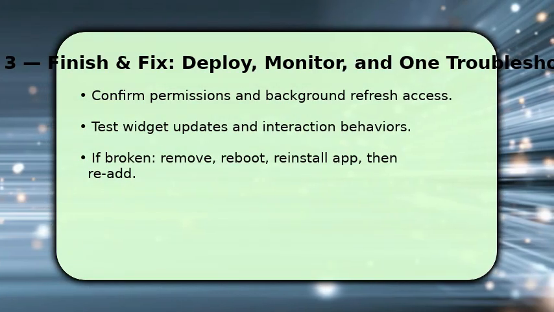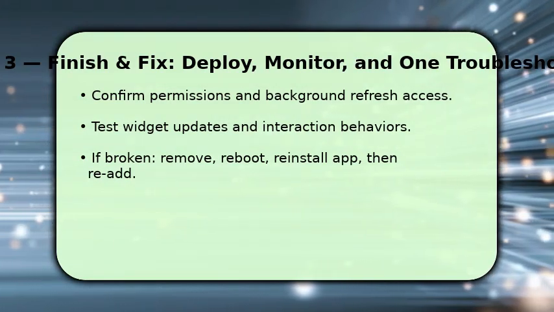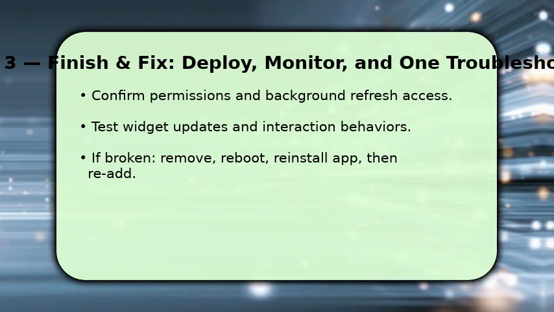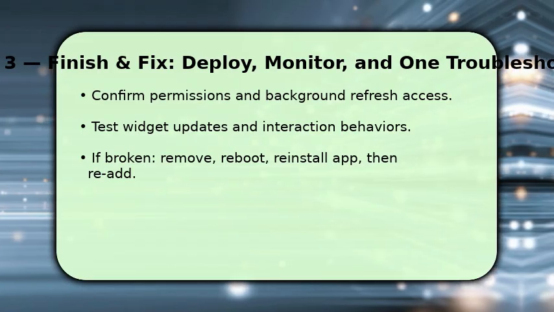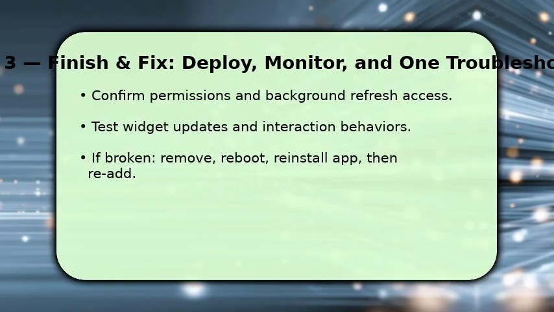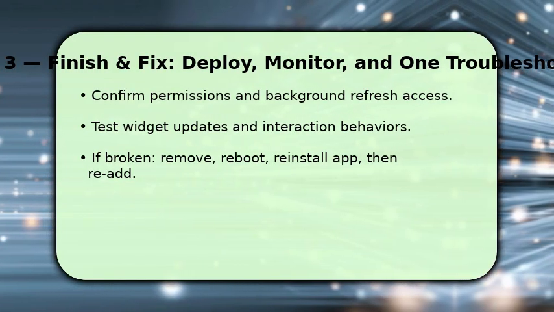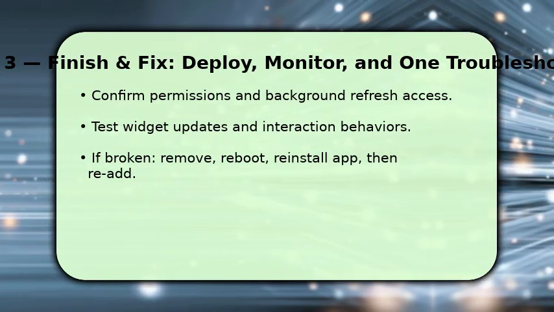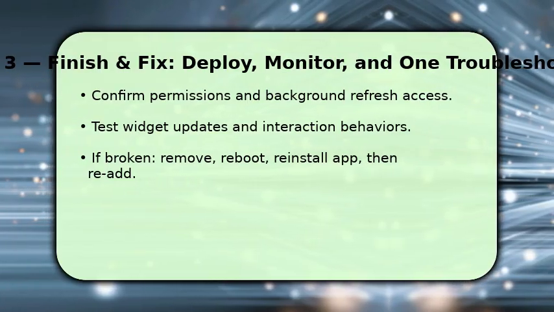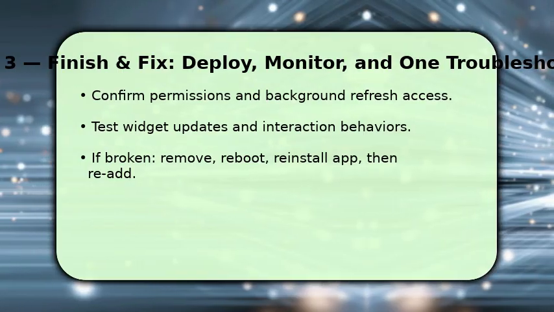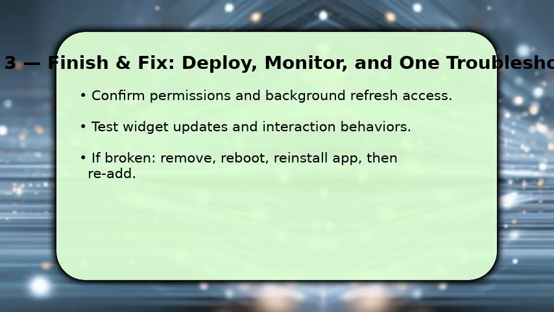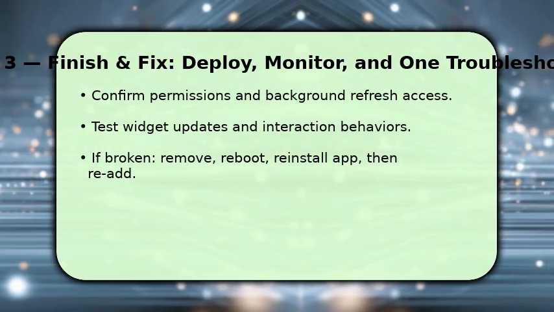You finish by verifying permissions. Allow background refresh, network access, and any required app permissions. Without these, widgets won't update. Test interaction. Tap links, open items, and confirm automatic refreshes occur. If the widget fails, remove it, reboot the device, and reinstall the app, then re-add the widget and reapply settings. One key troubleshooting tip: clear the app cache before reinstalling. This often resolves stale data problems that prevent widgets from loading properly.